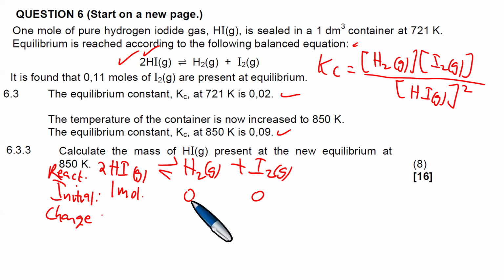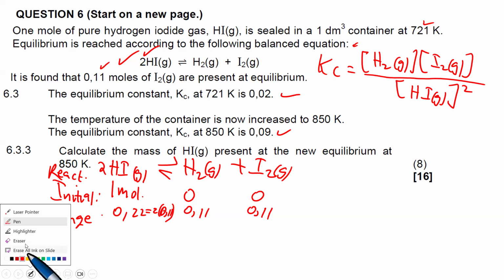So the change was, it is found that 0.11 moles of hydrogen iodide are present at equilibrium. We're dealing with 721 Kelvin. So at that temperature we had 0.11 present. So it's going to be 0.11 here, and then the change is going to be two times that, which is 0.22. And obviously this 0.22 is two times 0.11. Okay, we analyze that. We continue.